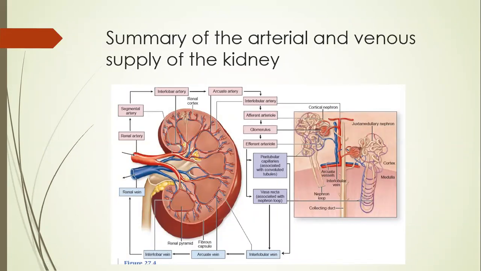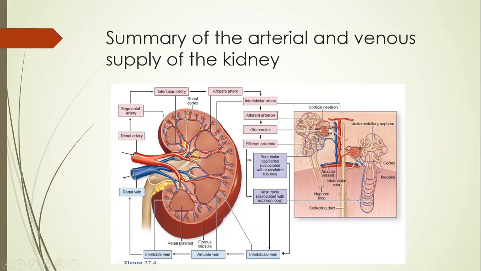Now coming to the branching of the renal artery and vein, as we saw, the renal artery divides into segmental arteries. The segmental artery divides into interlobar arteries. Then we have the arcuate arteries, then the interlobular arteries, then the afferent arterioles. If you see here, this is the glomerulus, and here you can see the afferent arteriole.